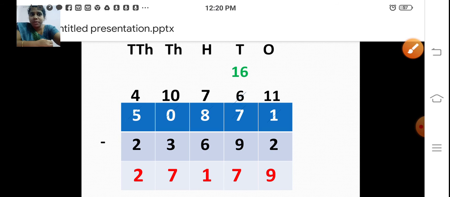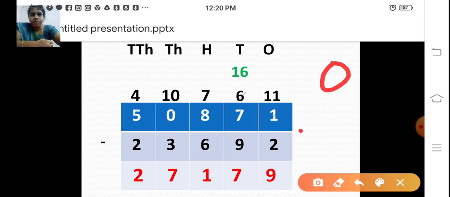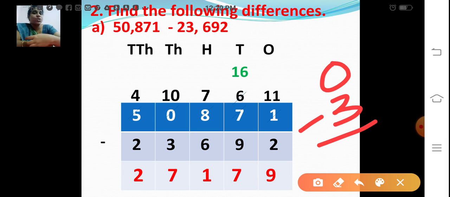Can you subtract 0 minus 3? This is not possible, right? So what do I have to do? I'm going to borrow 1 from the 10,000s place. So this will become 10, and this 10,000 will become 4, right? I'm giving 1 ten-thousand.